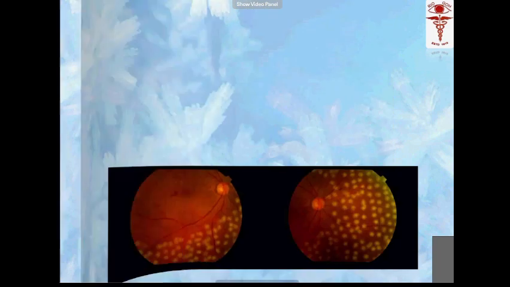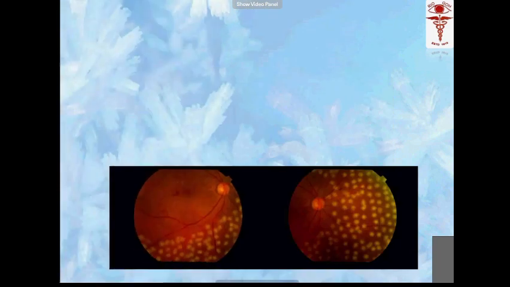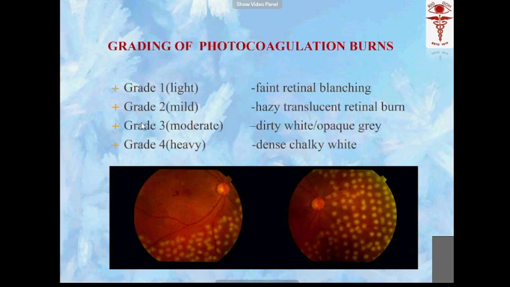So this is the fresh PRP marks. Only fresh PRP marks will be like this. After two or three weeks, it will become pigmented. What I already told you is that the grade 3 burn is what we need. It is the dirty white or opaque grade. You should not give a heavy burn. If you give a heavy burn, it will go up to the choroid, and you can get new vessels from the choroid. That is called subretinal choroidal neovascularization. That will cause a lot of problems. So you should give a grade 3 burn.